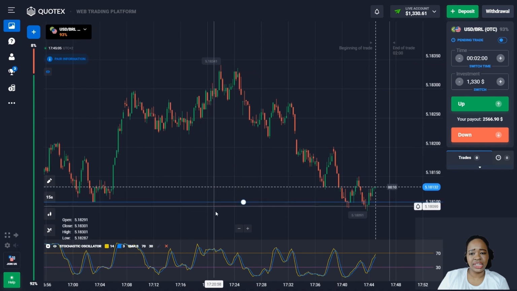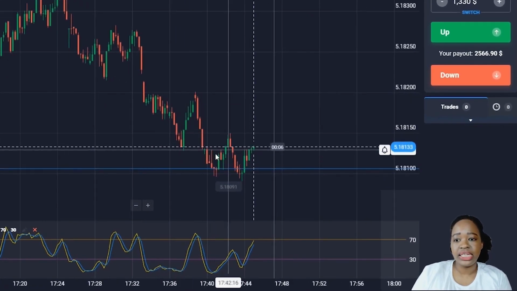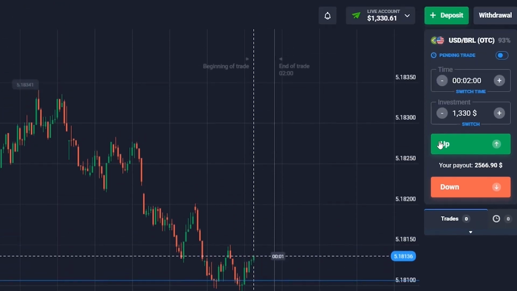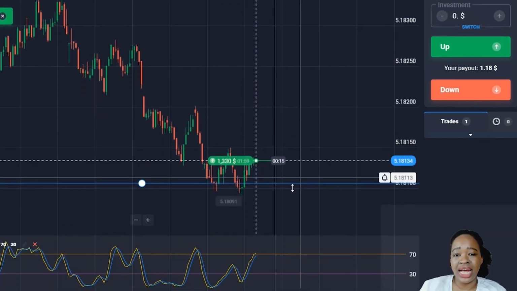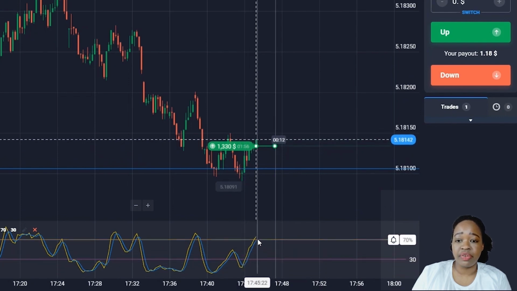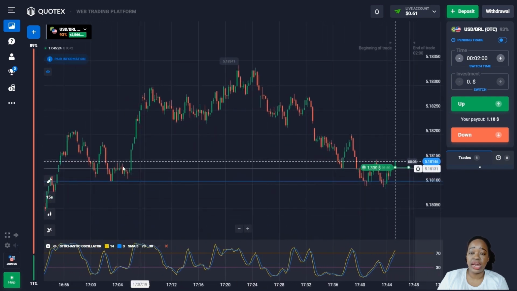As you can see here, the price is currently moving down and hitting the support level. In this situation, I'm going to open a deal for 2 minutes on the upside, because I can see that earlier we had an intersection of the moving averages and both lines touch the level 70. That is, the indicator makes it clear that the price has a good potential for an uptrend.